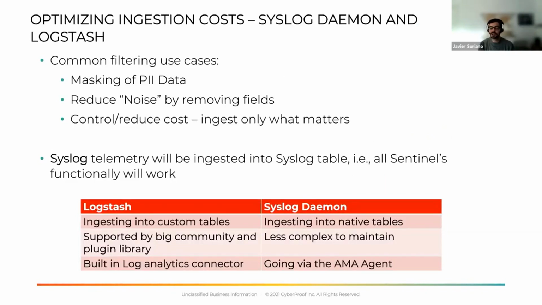So the common use cases for this approach are, for example, masking of PII data, reducing the noise by removing fields that we don't really need. And of course, as we have been mentioning, controlling and reducing the cost by ingesting only what matters, right?